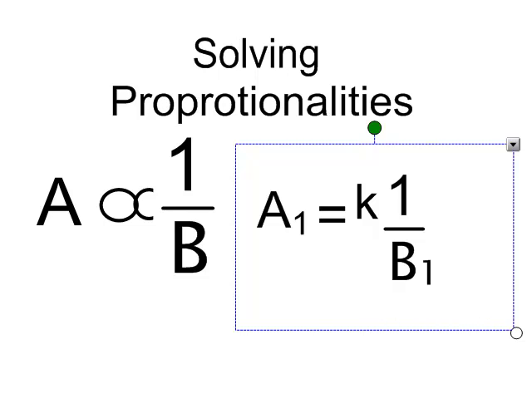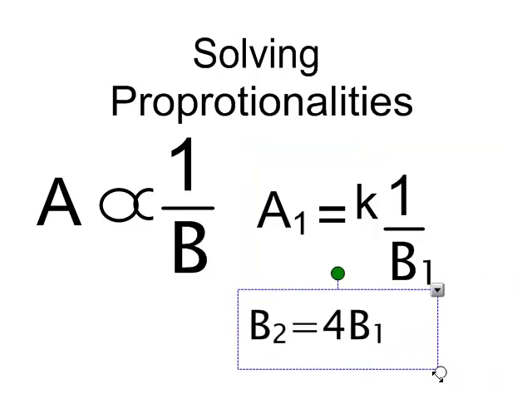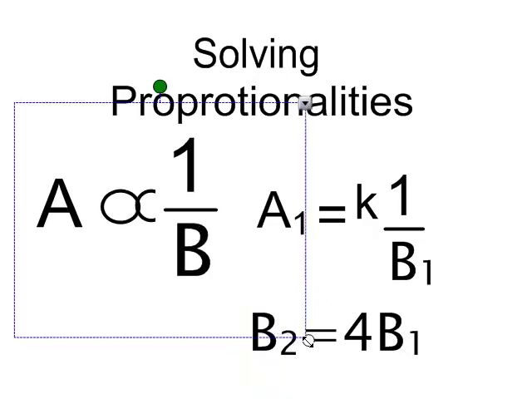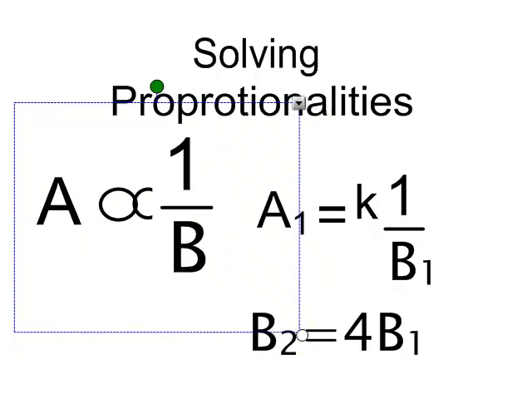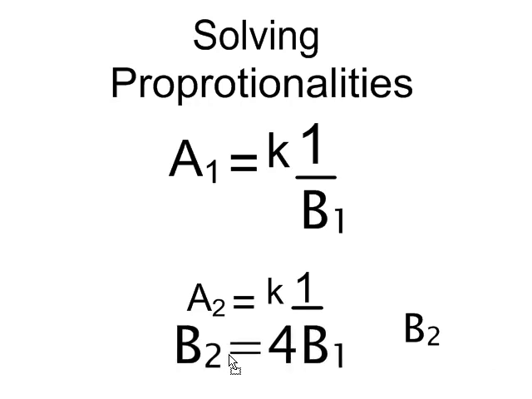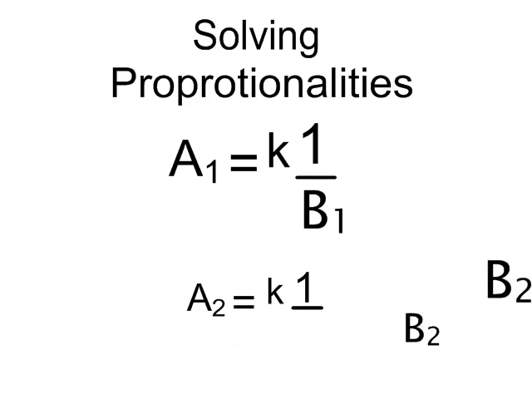Well, what happens if we have a second instance of the variables, and we know that B2 is equal to 4 times B1? Well, we can just use our proportionality to solve this problem. And so we know our second case looks a lot like this. A2 is going to be some constant times 1 over B2. But B2, we know, is equal to 4 times B1. And so really, I could just take B2 and replace it by 4 times B1.